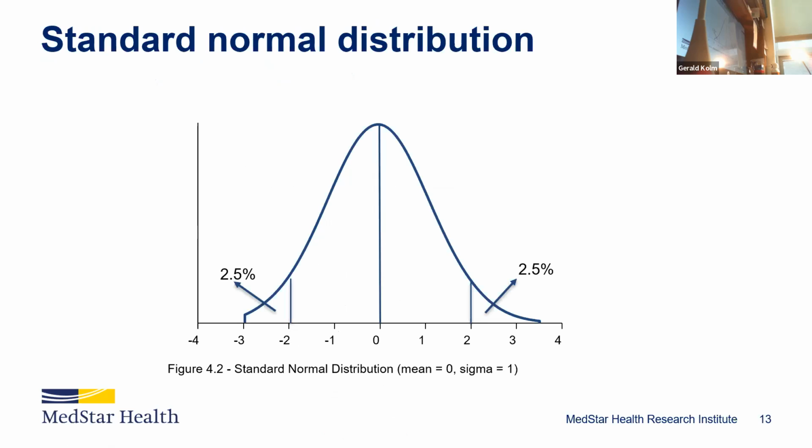So if you remember from the standard normal distribution that has a mean of 0 and standard deviation of 1, about 2 standard deviations from the mean, we have 2.5% of the distribution in each tail. So using the normal distribution, if we're testing at the 0.05 level, then we're doing what we call a two-sided test. And so we have 2.5% in each tail.